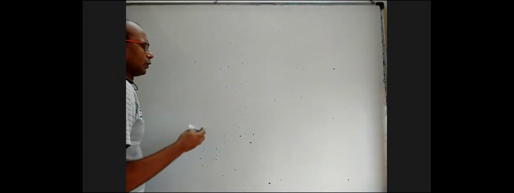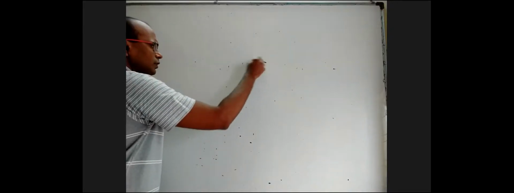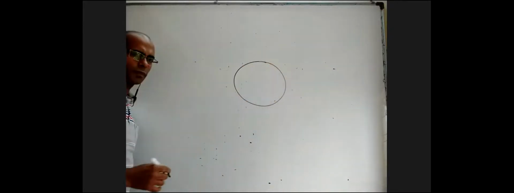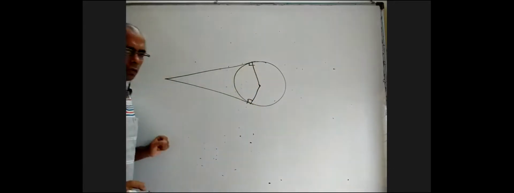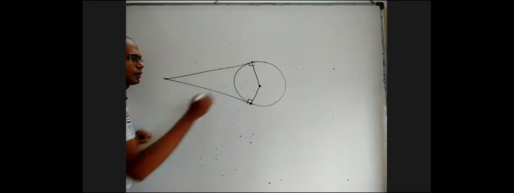Now, I want to tell one simple but important point we use many times. From an external point, if you draw two tangents, if you take this and this as ends of diameter, that circle obviously should pass through this point and this point, because angle in a semicircle is 90.